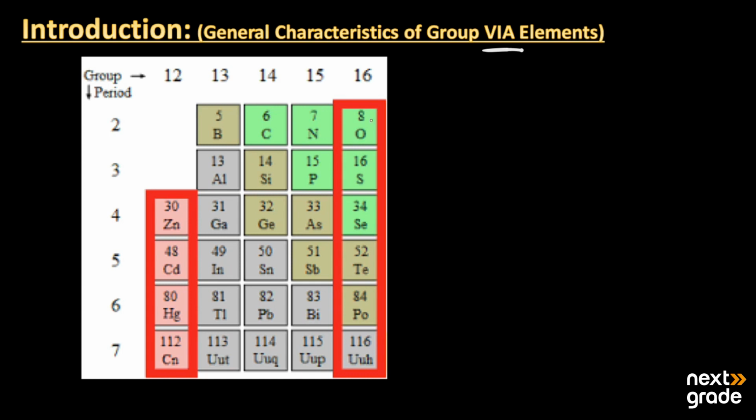Basically, when we start group 6A elements, the first member is oxygen, the second member is sulfur, this is selenium, this is tellurium, and this is polonium, which is radioactive, very rare, and artificially prepared. So these are the group 6A elements. This is also known as the group 16 elements.